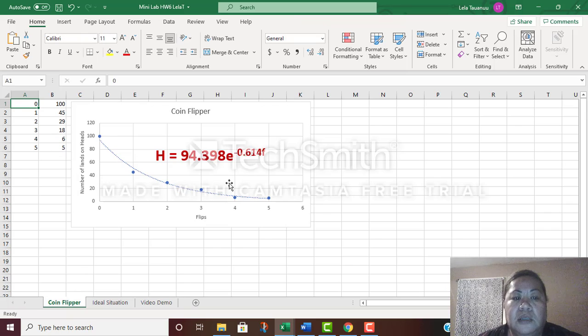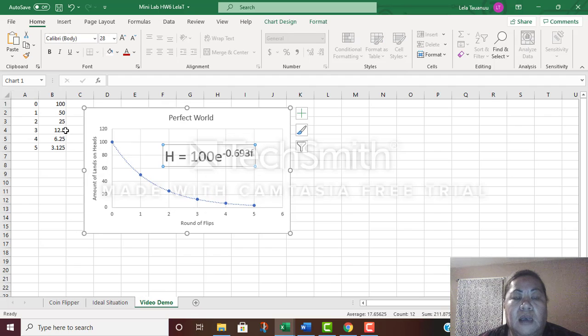So again, this is the coin flipper, my different rounds, and the exponential formula. And then this is in a perfect world situation, the number of rounds of flips and the number of heads for each flip with a 50-50 chance.